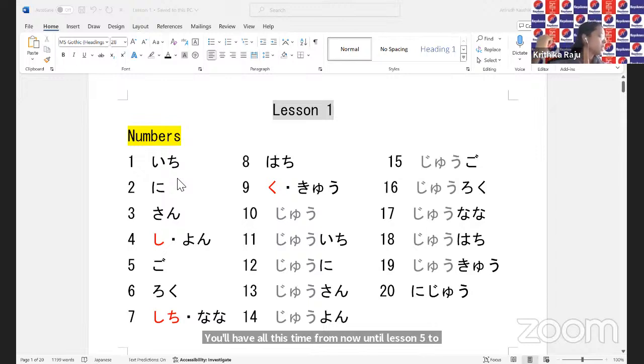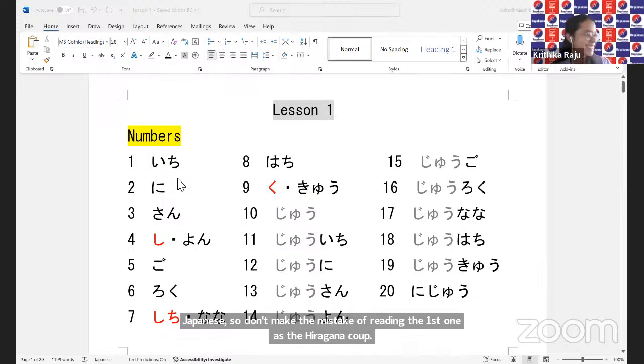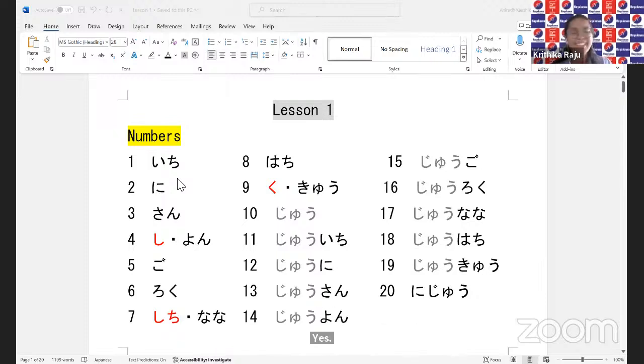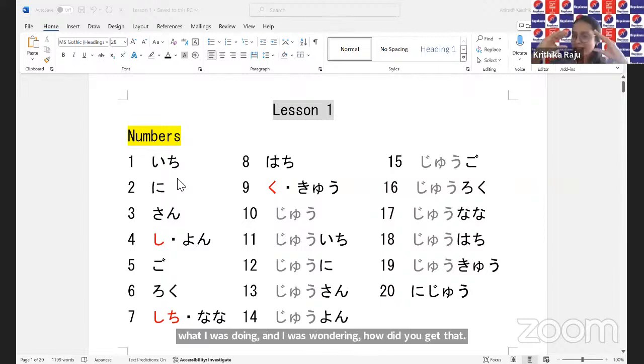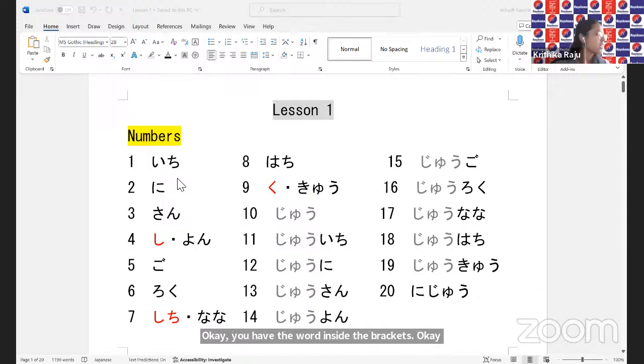So yes, the word suji, the thing that you see, the crocodile mouth, the greater than, less than symbol that you see, it's just brackets in Japanese. So don't make the mistake of reading the first one as the hiragana ku. That's exactly what I was doing, and I was wondering, how did you get that? Yes, I should have mentioned it. That is just brackets, the greater than, less than. You have the word inside the brackets. You'll find that a lot in your textbook. Okay, so let's read the numbers.